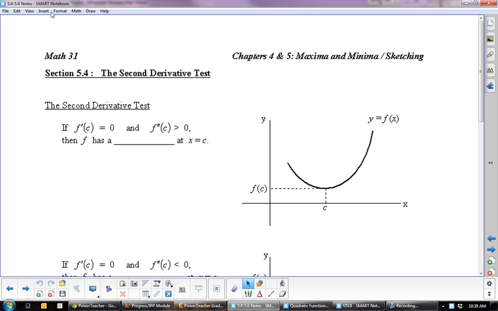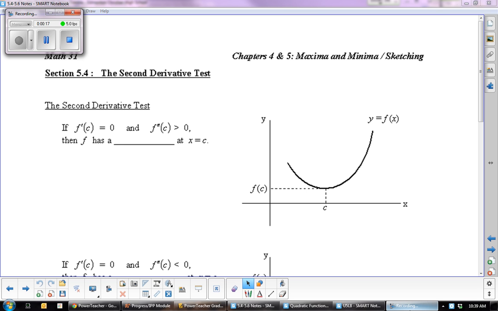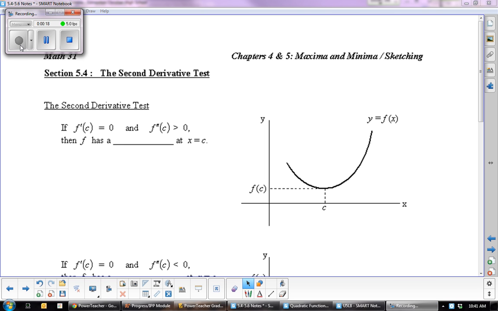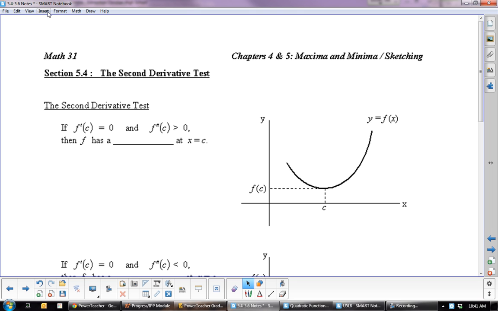Okay. So there is nothing new today at all. Like I said, we're not learning anything new today. You're just going to learn how to use the second derivative test as another way to find max and mins.